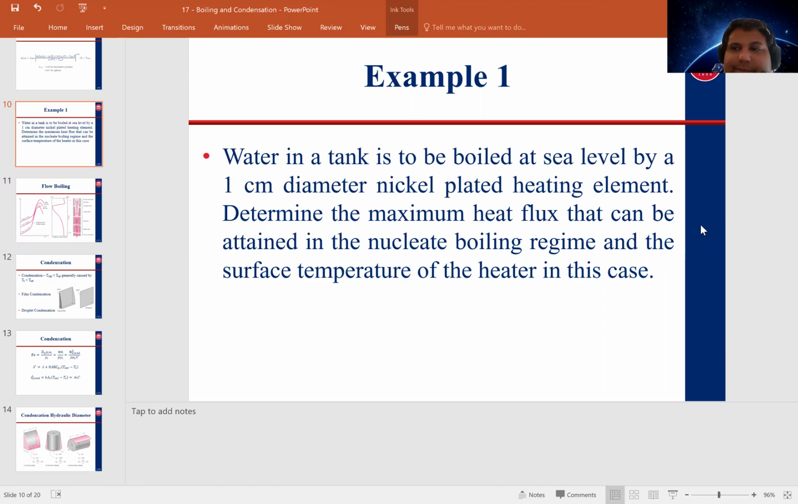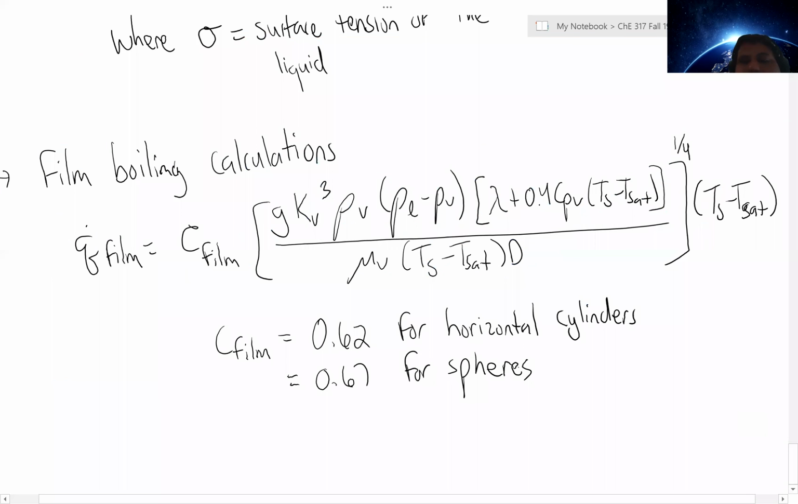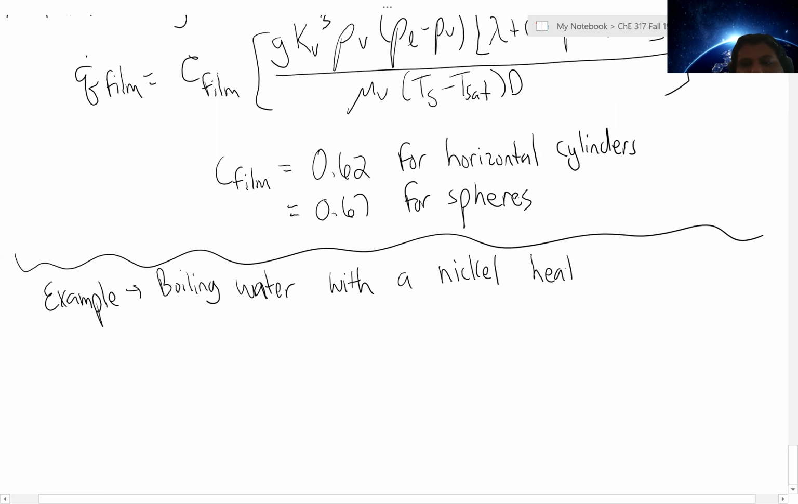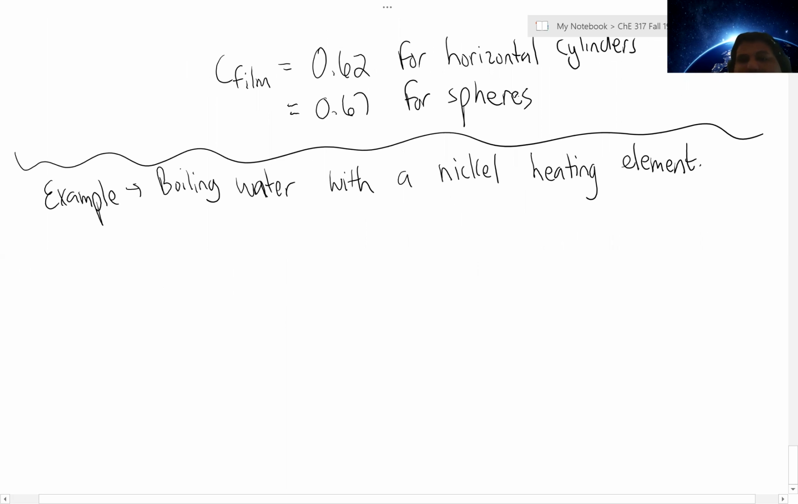Okay. So in this example, we're boiling water with a nickel heating element. So we'd have to take water properties at Tsat, or just simply 100 degrees C.